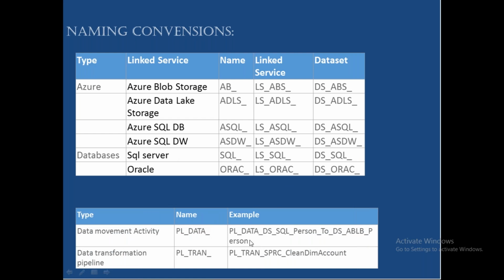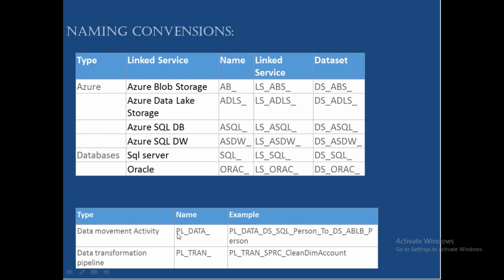Next, for activities, how to give the names. So data movement activity. Okay, I want to do the data movement activity. I have not given for activities. This is for the pipeline.